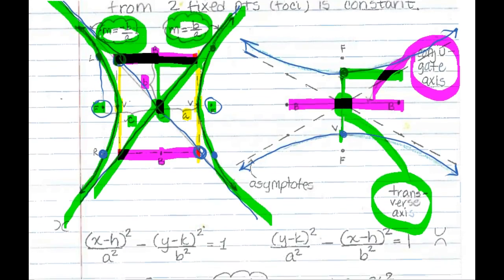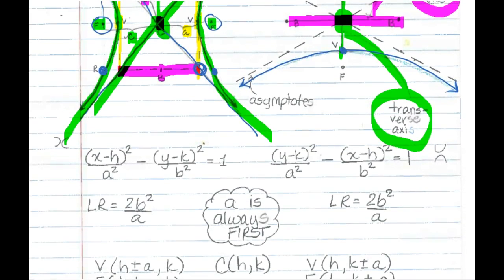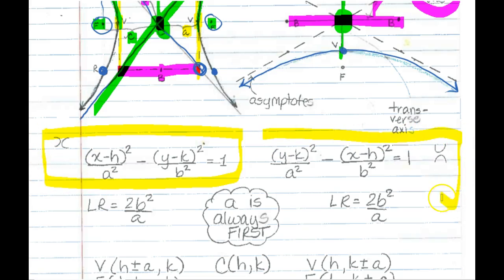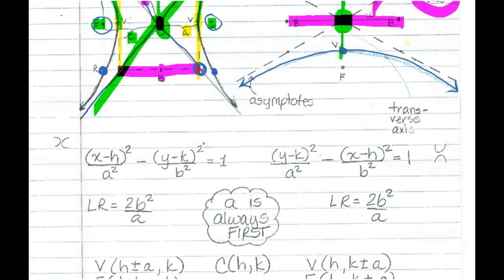Continuing down with our notes, we're going to find that we have two equations, one for our horizontal hyperbolas and one for our vertical. We also notice that we're going to have an equation of the latus rectum, and it is the same for both hyperbolas. One thing we do want to notice when we look at these equations is how they are similar and how they are different from both the ellipse as well as from each other.